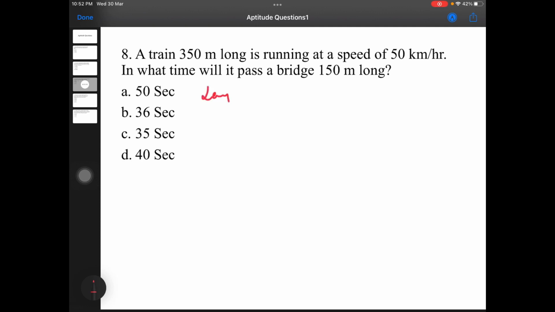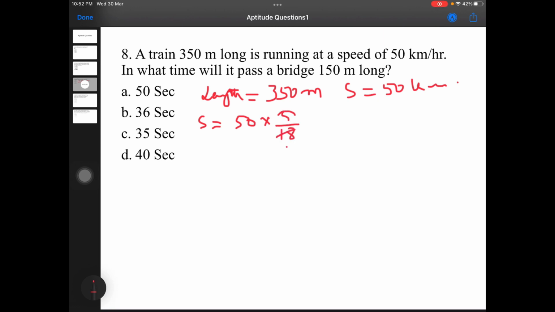Here the length of the train is given, which we can take as the distance. Length of train is given 350 meter, and then the speed of the train is given 50 km per hour, and this speed we have to convert into meter per second. 50 multiplied by 5 by 18. 5 here will go with 2, so it will be remaining 9, and then here 25, which is 125 by 9 meter per second. That is the speed of the train in meter per second.